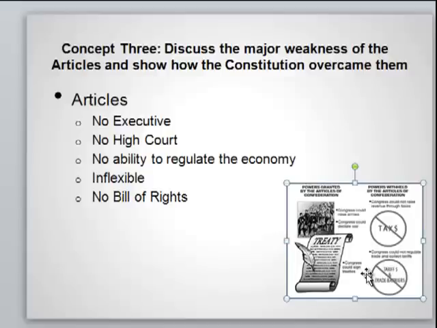The last weakness of the Articles is it did not provide a Bill of Rights. It was argued at the time that since each state's constitution had a Bill of Rights, why should the national government have a Bill of Rights? It would just be a redundancy. But it didn't have a Bill of Rights, nor did the modern Constitution when it was first thrown out to the states, but that would change later as well once they put it out to the states regularly. We'll talk more about that later.